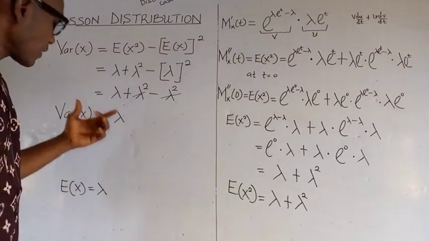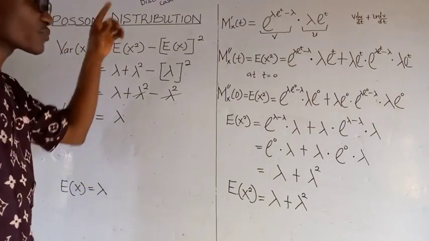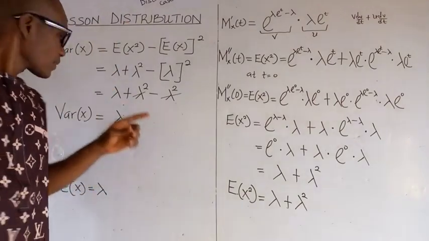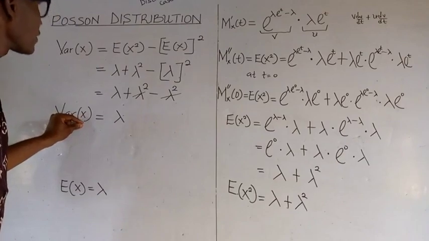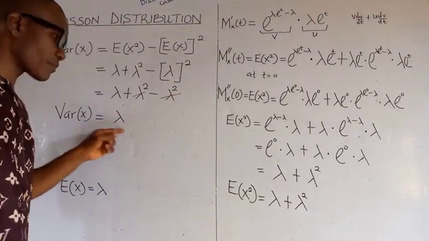So the expected value, which is the mean for the Poisson distribution, is lambda for the discrete case. And the variance of x for the Poisson distribution for the discrete case is also lambda.